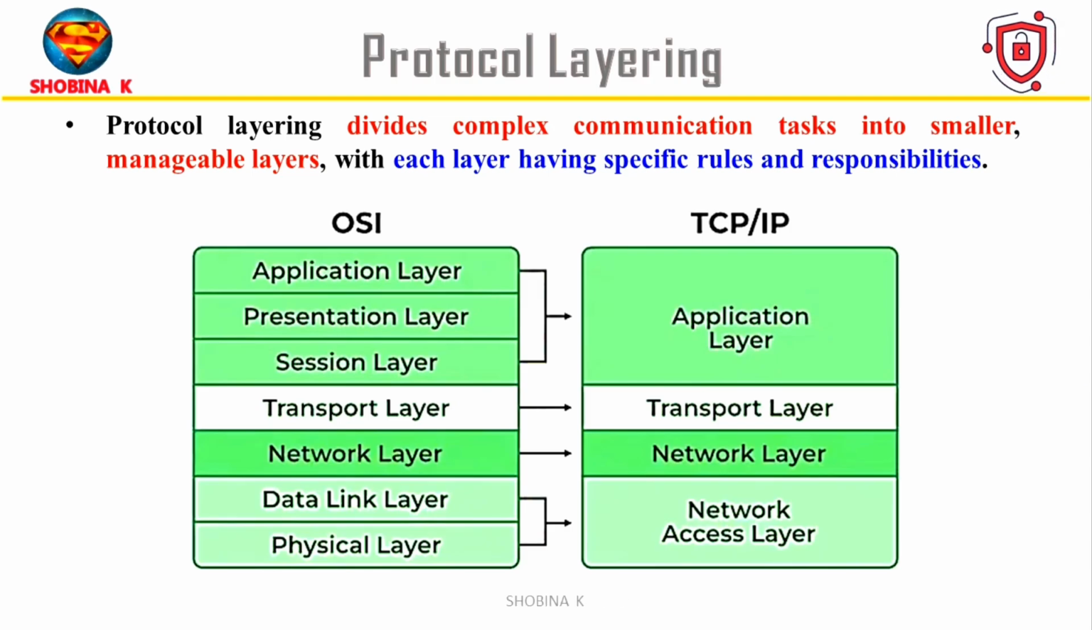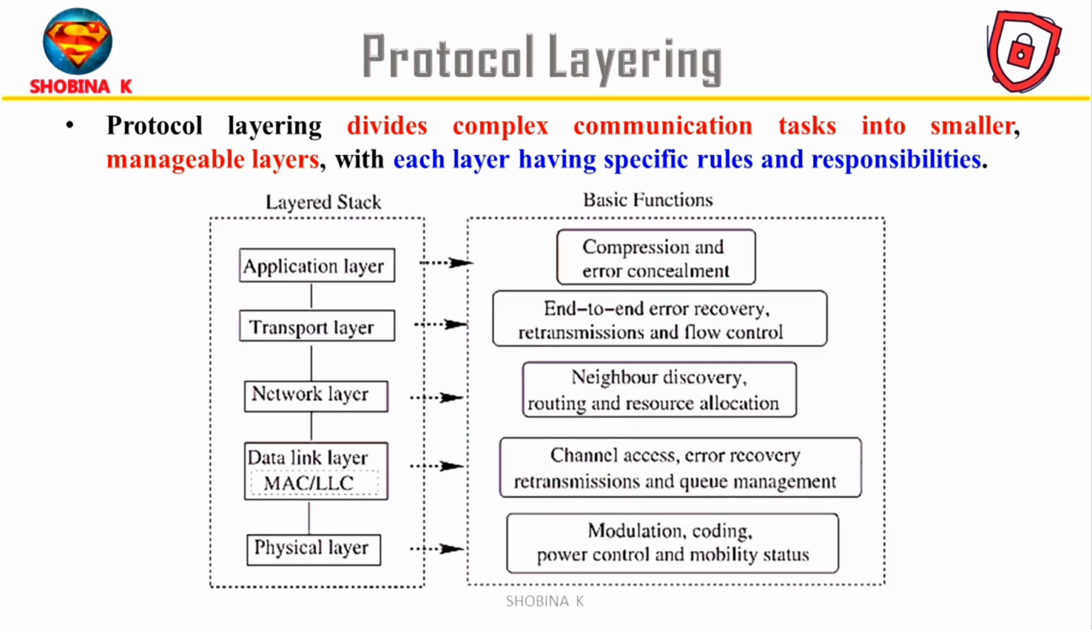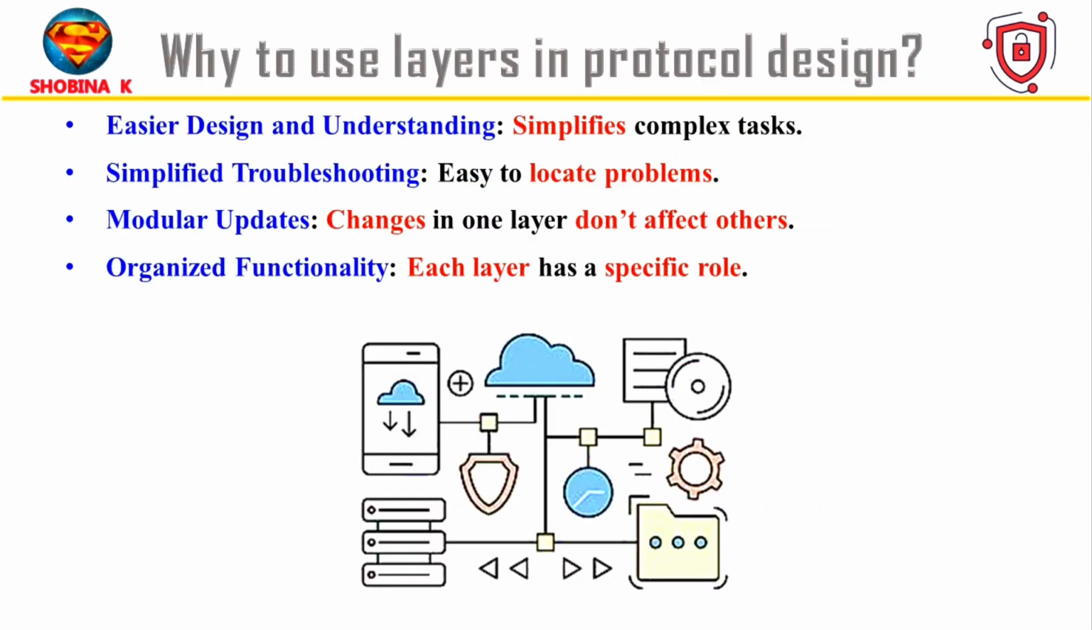Protocol layering is a method used in computer networks to break down complex communication tasks into smaller parts called layers. Each layer has its own job and follows specific rules called protocols. And why we use layers is, it makes design and understanding easier. It helps in troubleshooting. It allows changes or updates in one layer without affecting others. Each layer does a specific function, so work is well organized.